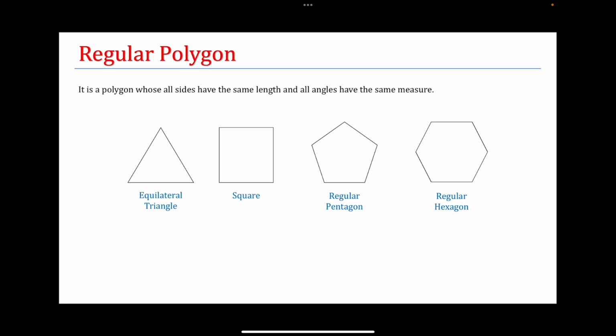Similarly, a polygon with 5 equal sides is called a regular pentagon. And a polygon with 6 equal sides is called a regular hexagon.